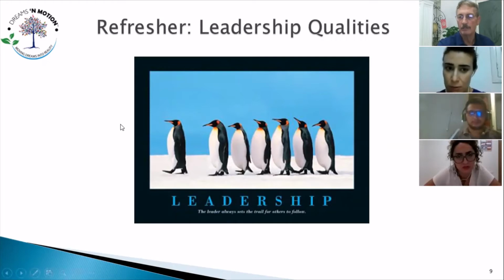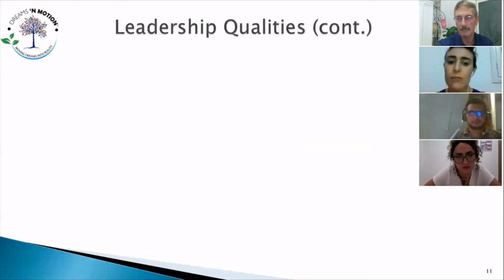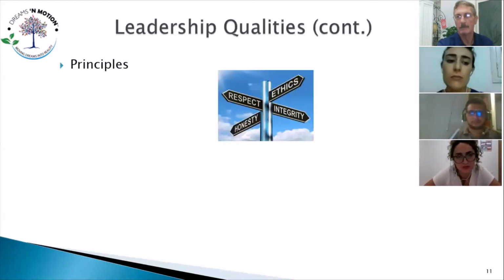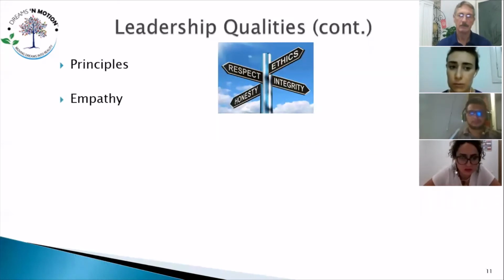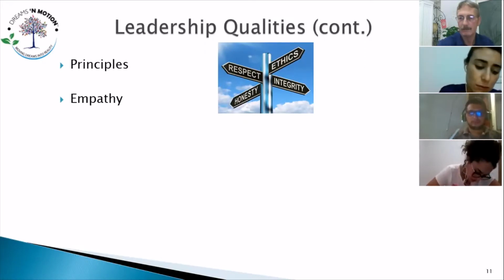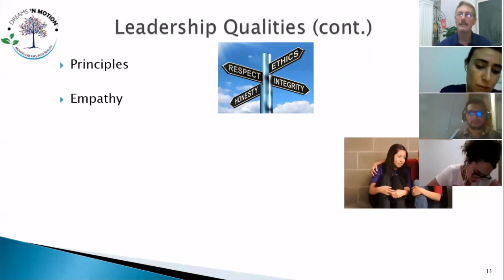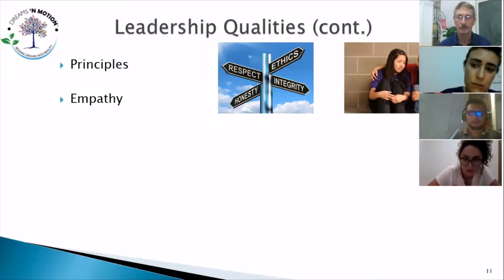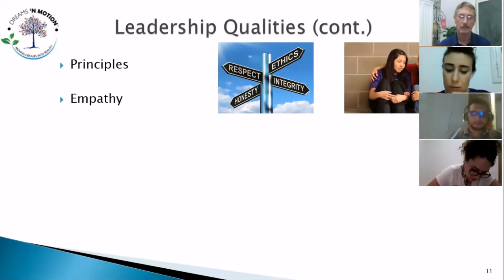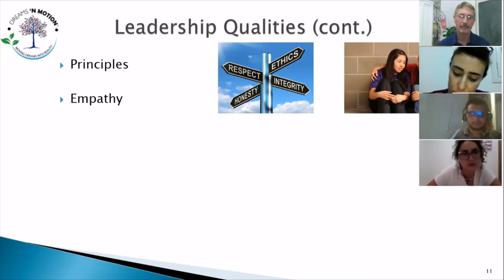Some of these qualities we talked about: basically to be principled, somebody that has ethics and integrity. Empathy is a big one. Empathy means putting yourself in somebody else's shoes, trying to understand something from somebody else's position. That's what the word empathize means, which is really important, particularly if you expect people to want to communicate with you.